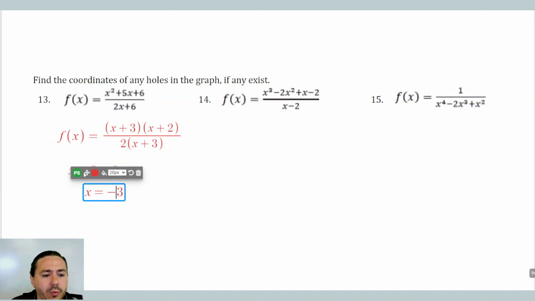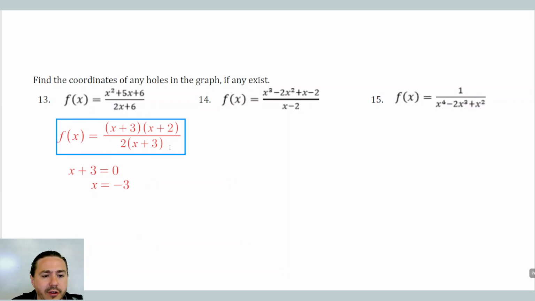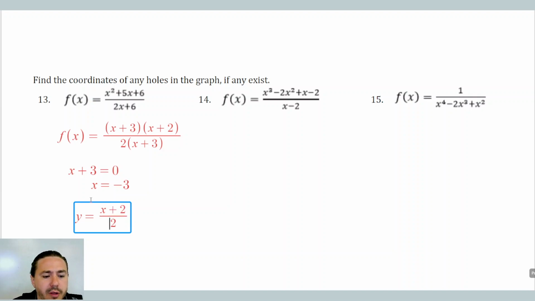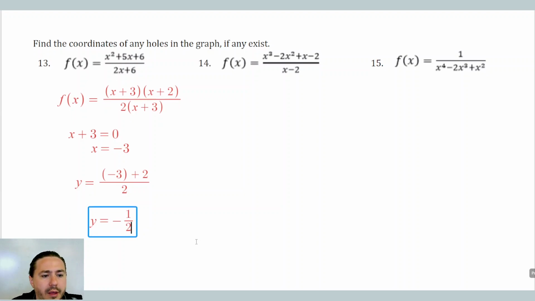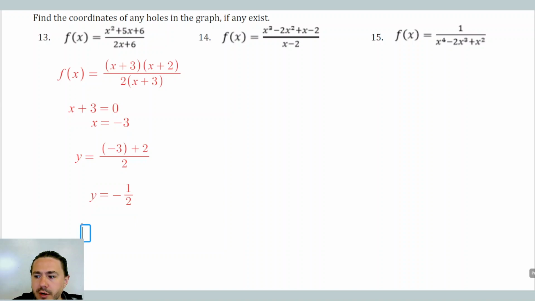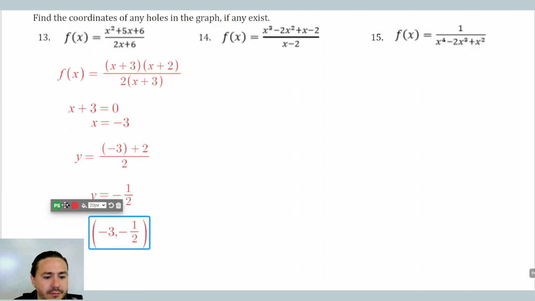And to get the y coordinate of the hole, we need to come up with the hole equation, okay, that we talked about in the notes, which is if we cancel out the x plus 3's, then our y value is going to be x plus 2 over 2, and we will plug in negative 3 right here. Okay, so my y value will be, what would that be? Negative 1 over 2. And so the coordinate of the hole, negative 3, comma, negative 1/2. So we got a hole right here.